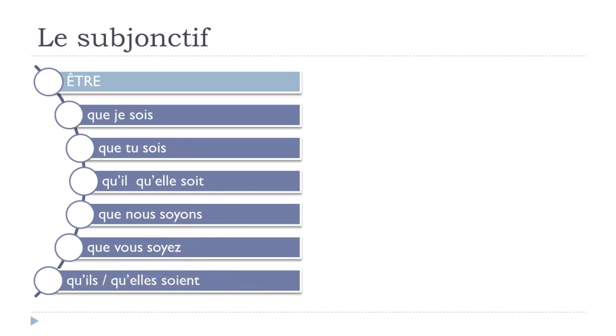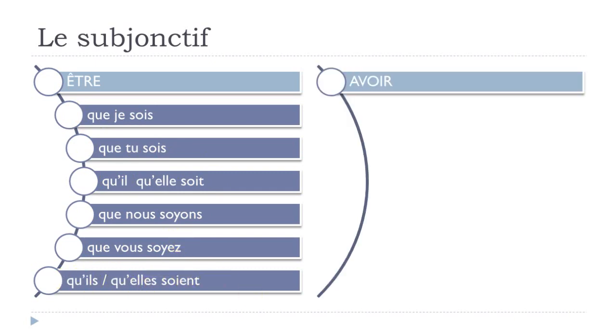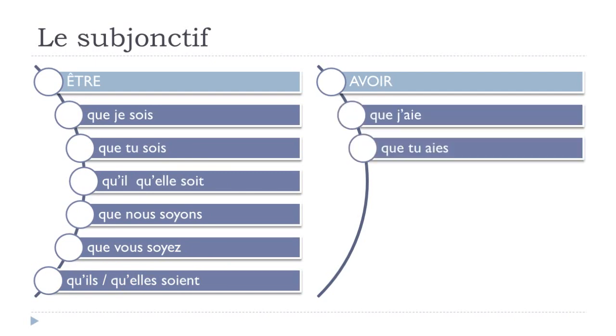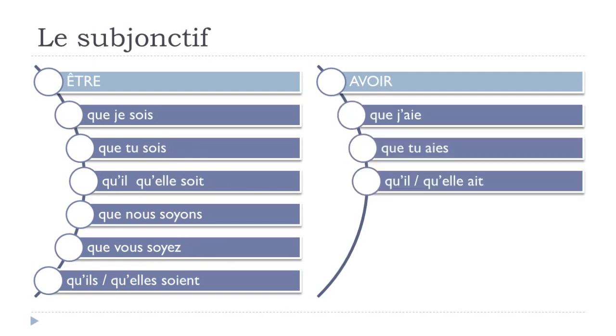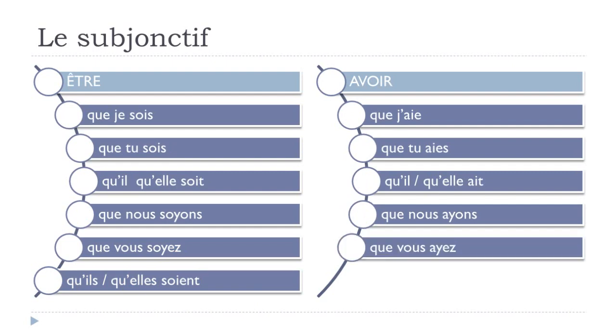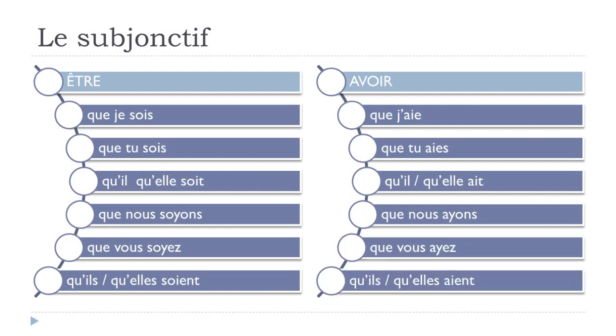And last but not least, avoir, to have: que j'aie, que tu aies, qu'il ait, qu'elle ait, que nous ayons, que vous ayez, qu'ils aient, qu'elles aient. Same thing here: aies and ait are phonetically the same, but try to remember how to write them, okay? And then ayons, ayez. So let's read them one more time: que j'aie, que tu aies, qu'il ait, qu'elle ait, que nous ayons, que vous ayez, qu'ils aient, qu'elles aient.